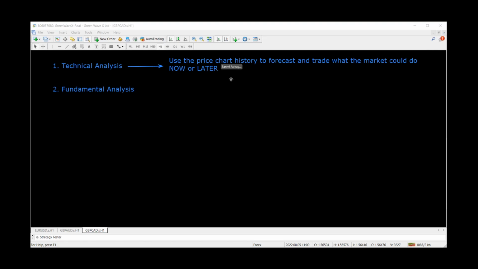So this one has to do with you studying price chart history, all those candles that we talked about. Each candle represents the price. Now it's all about you studying that historical performance of that particular instrument embedded in the chart. And you're now using it to forecast and then using it to trade what the market should do now or what the market could do later. Okay, that's what technical analysis is all about, studying the price charts.